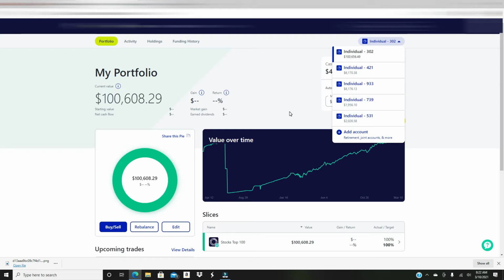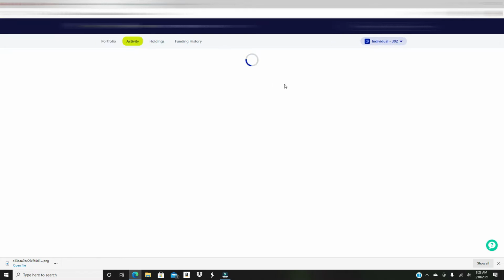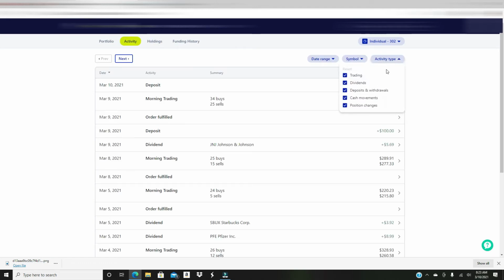So for everyone, dividends and compounding go hand in hand. You're just making your money work for you time after time, and that should be the goal of your portfolio. Let me see if I can go here to see some of the dividends just for a couple of days. Let's see. Just go to activity. I'm just going to show you the dividends.